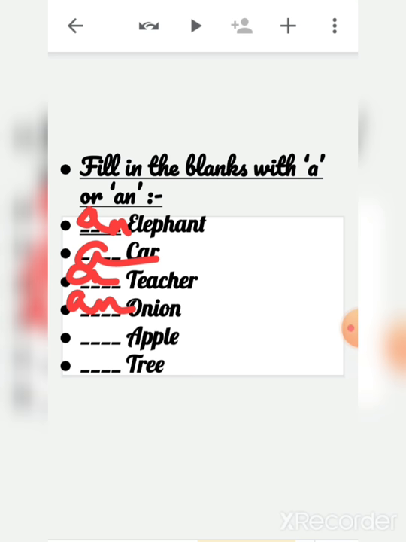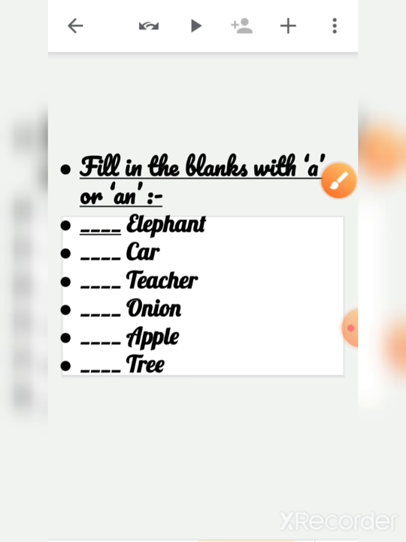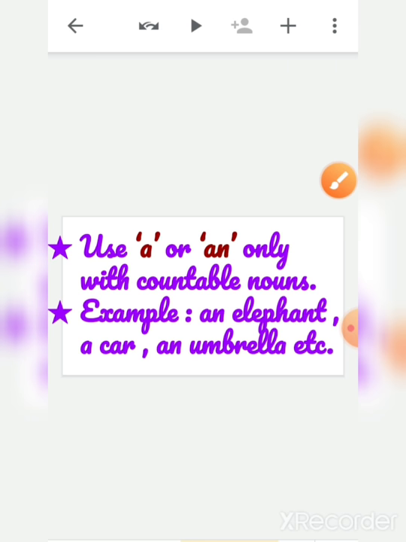Apple, an apple. Tree, a tree. Okay, now use a or an only with countable nouns. Now what are countable nouns, children?